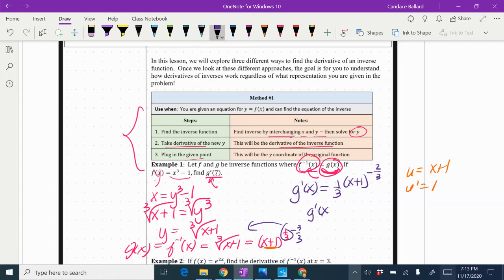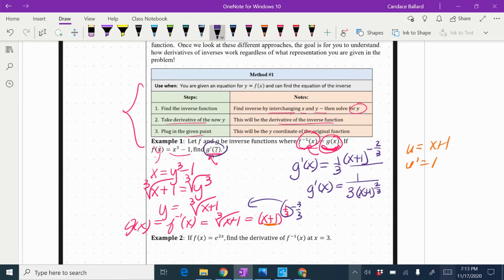So I'm going to rewrite that one more time before I try to substitute anything into it. So I get 1 over, this whole thing goes downstairs, 3 times x plus 1 to the 2/3 power. Now I go back to my instructions. I have the derivative of the inverse. Now I need to plug a 7 into it. So g prime of 7 equals 1 over 3 times 7 plus 1 to the 2/3 power.